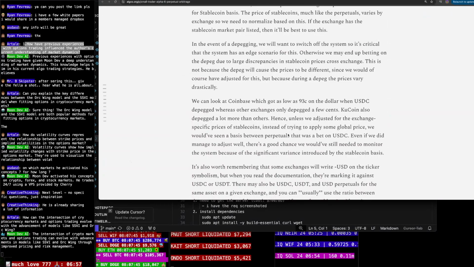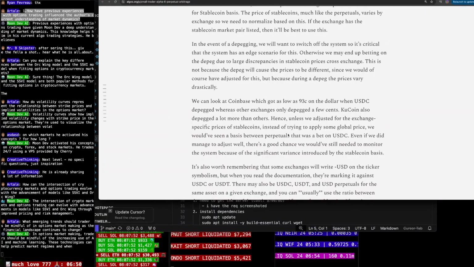We can look at Coinbase, which got a low of 93 cents on the dollar when USDC depegged, whereas the other exchanges only depegged for a few cents. KuCoin also depegged a lot more than others. Hence, unless we adjusted for the exchange-specific prices of stablecoins, instead of trying to apply some global price, we would have seen a basis between perpetuals that was a bet on USDC. Even if we did manage to adjust well, there's a good chance we would have still needed to monitor the system because of the significant variance introduced by the stablecoin basis.